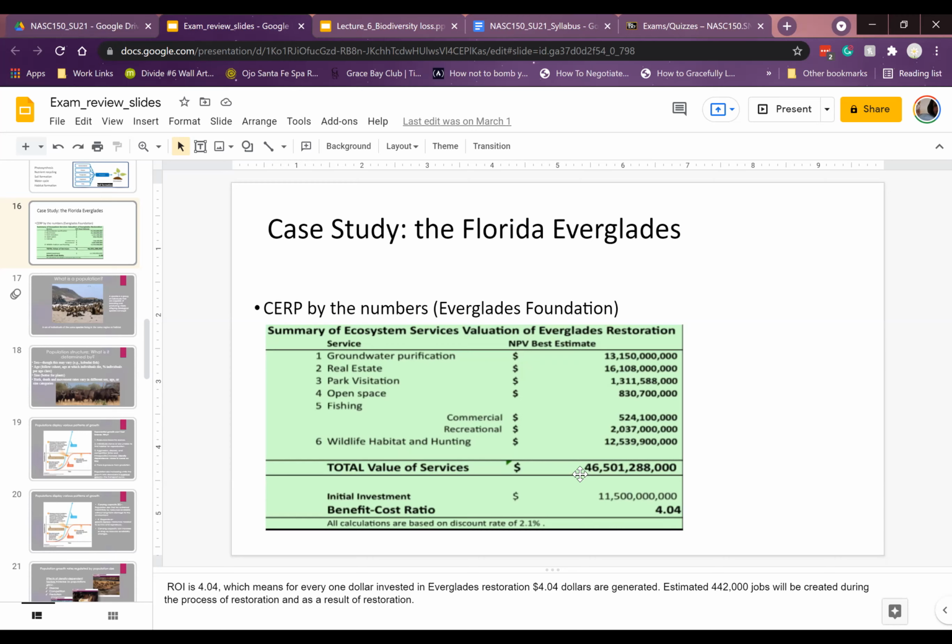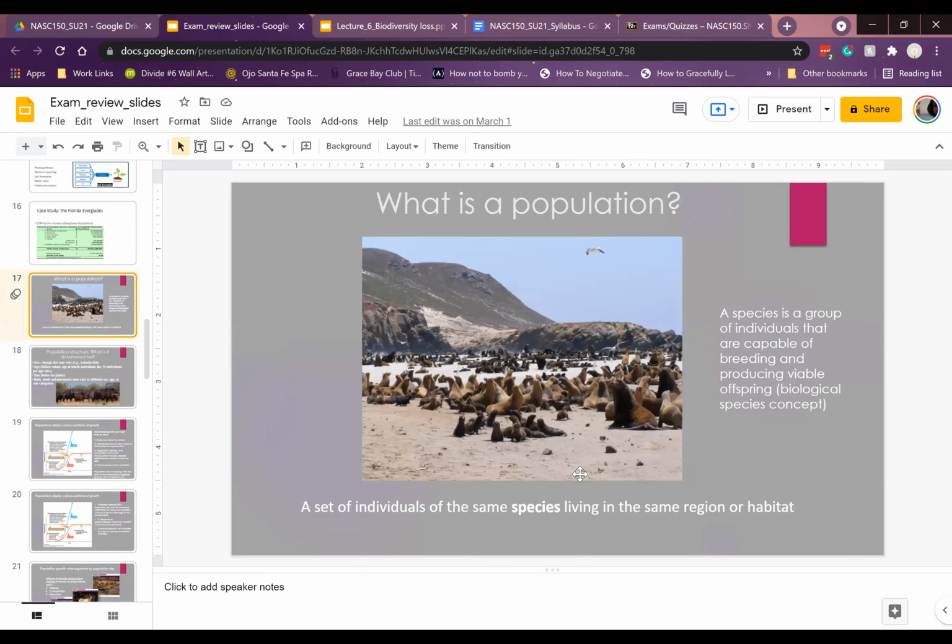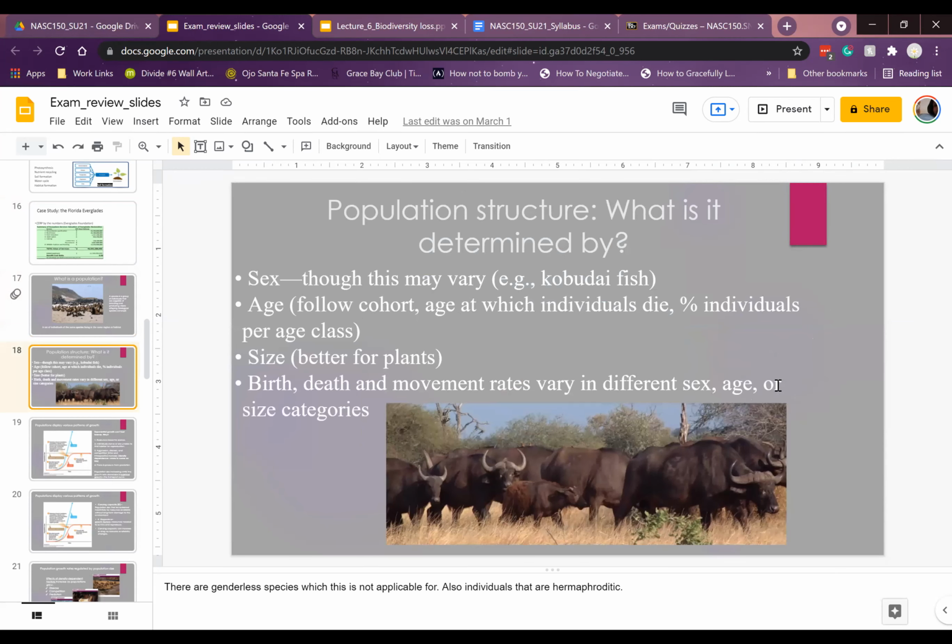So the next big thing we discussed was populations. Now, we defined a population as a set of individuals of a species living in the same area. I gave you a species as a group of individuals capable of breeding and producing viable offspring. That's what a population is, just to refresh your memory. And we can talk about how to structure a population. You did this to an extent in your lab, by sex, by age, or size if you're talking about plants. But when we think about population structure, we're thinking about when organisms are going to die, how old they make it to, and we can really think about this by thinking about how fast the population grows.